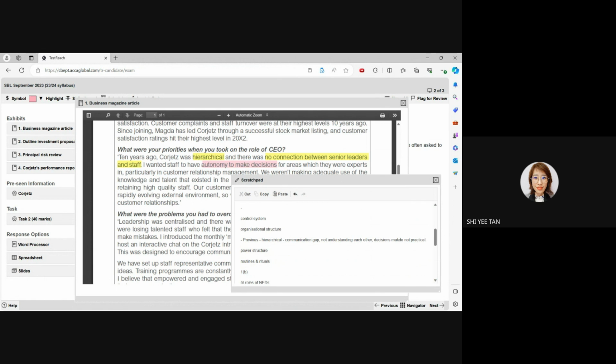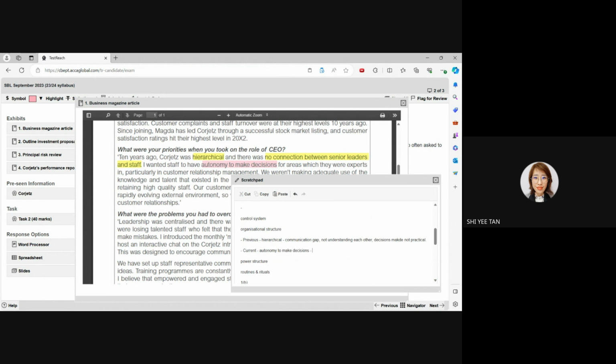Organizational structure, yes, you can put it here, or you can put power structure also, because autonomy is talking about power structure. Or you want to put control system also can. Control system is like we value the autonomy, right? It doesn't matter. I will put the same one. What is the style? You have autonomy to make decisions, right? So staff will have autonomy to make decisions.